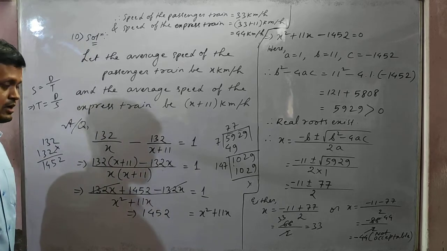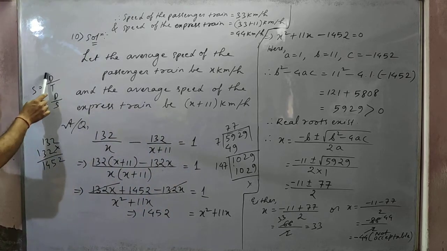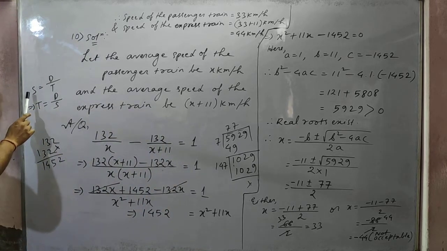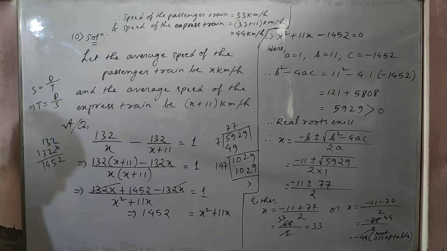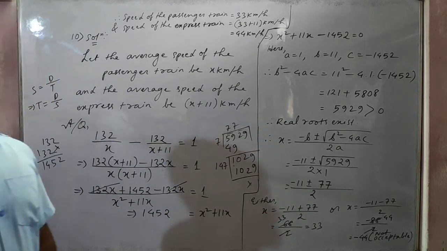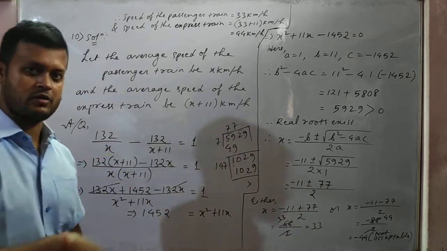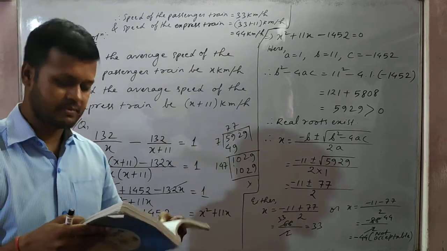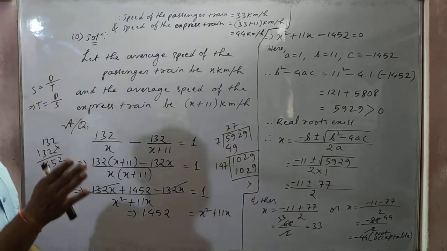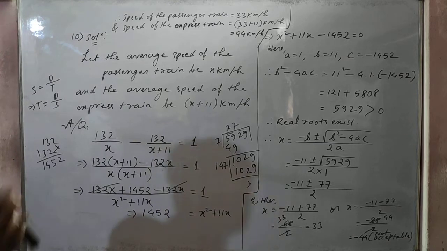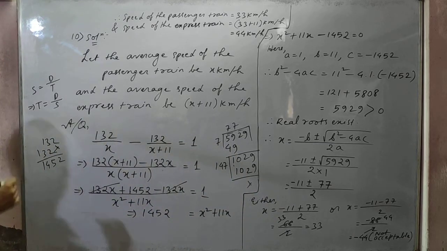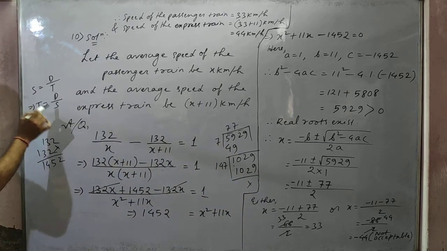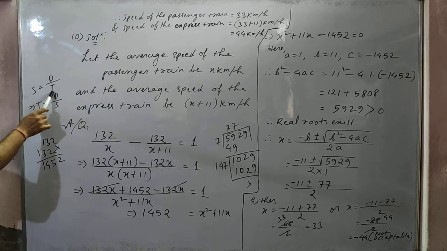So our formula is, students, speed equal to distance by time, isn't it? So we can write time is equal to distance by speed. Now, what is the time taken by the passenger train to travel between Mysore and Bangalore? What are the two stations given here? Mysore and Bangalore. So how can you find out the time? Time is equal to distance by speed.